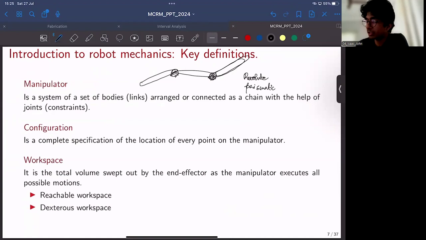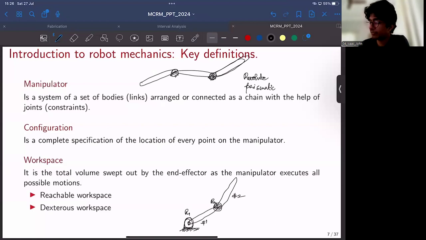And the second definition is configuration. The configuration is a complete specification of the location of every point in a manipulator. So suppose we have a manipulator comprising two links. This is link 1, this is link 2, and over here we have the fixed base. Link 1 is connected to the fixed base using a revolute joint, like so, and link 2 is connected to link 1 using another revolute joint. I'll label these as R1 and R2.